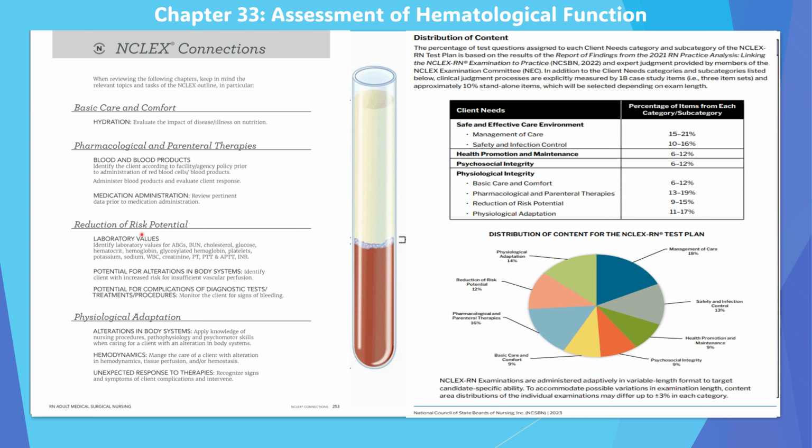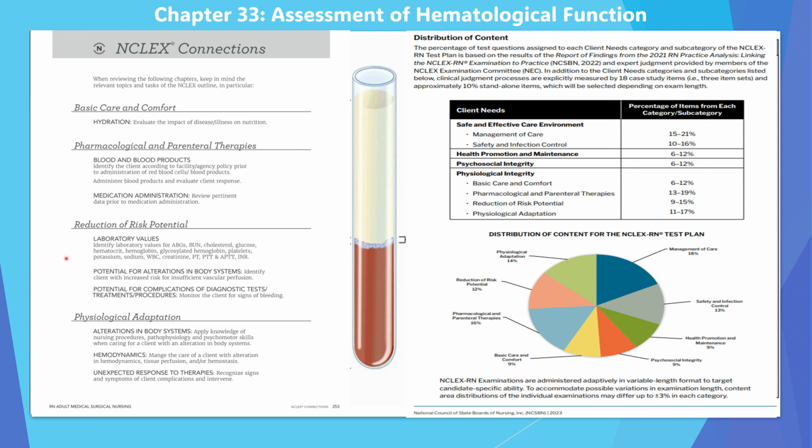Reduction of risk potential, laboratory values. You see, labs. Identify lab values of ABGs, cholesterol, glucose, hematocrit, hemoglobin, platelets, potassium, sodium, white blood cells, creatinine, PT, PTT, APTT, INR.